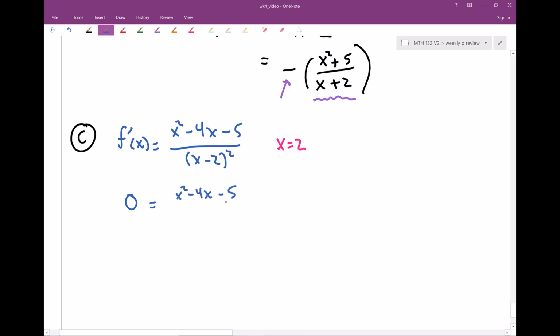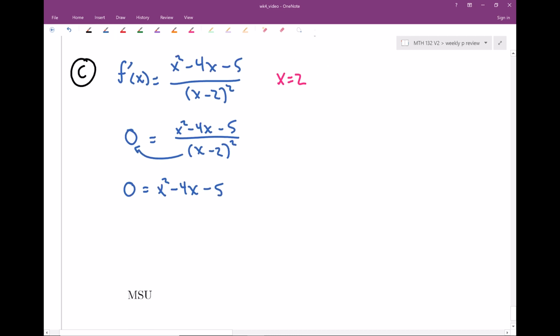So let's take our derivative and set it equal to 0. Let's get rid of this fraction by multiplying both sides by x minus 2 squared. 0 times anything is 0. And so we get x squared minus 4x minus 5. So how can we solve when a quadratic is equal to 0? There are always three ways we can use to solve these: we can try factoring, you can try the quadratic formula, or you can try completing the square.